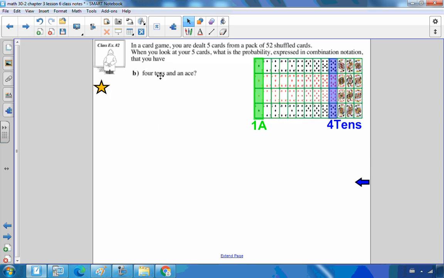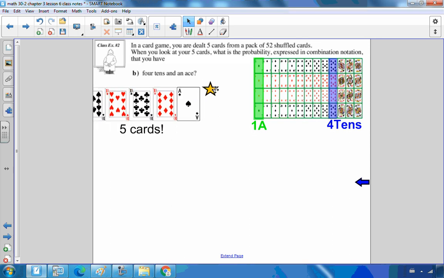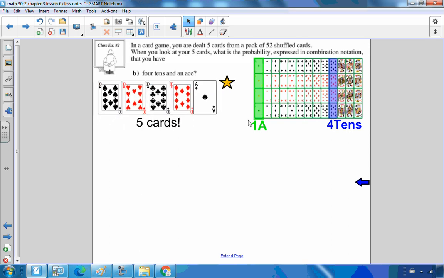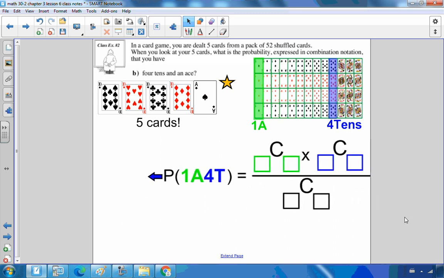Okay, this one here I have 4 tens and 1 ace, so that is 5 cards, so I'm good to go. So 4 tens and 1 ace. Okay, so here we go with this one here. I want 1 ace. There are 4 aces, I want 1. There are 4 tens, I want all 4 of them. Out of 52 cards in the deck, of which I want 5.